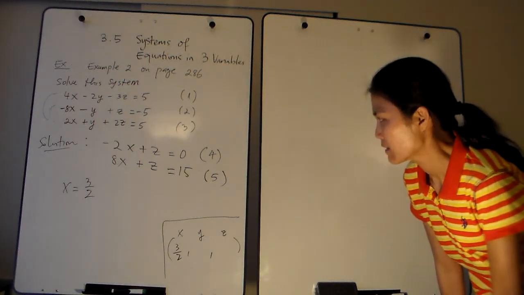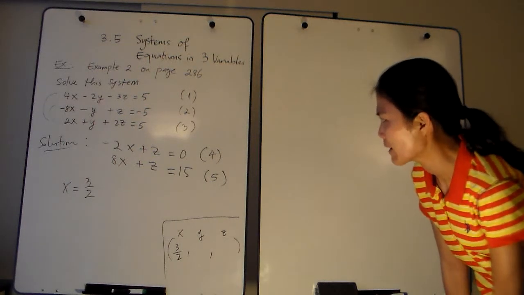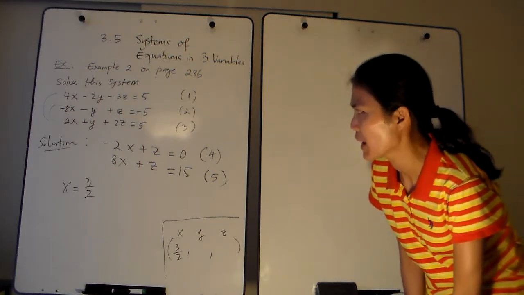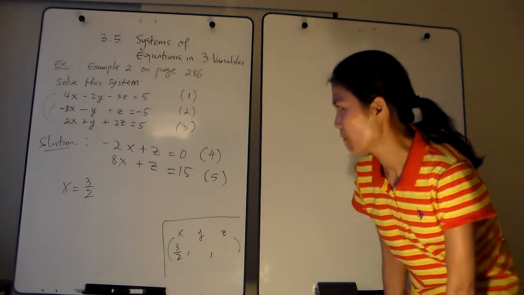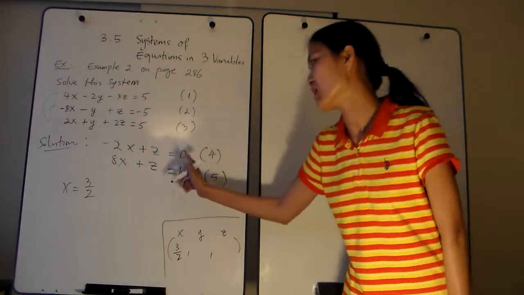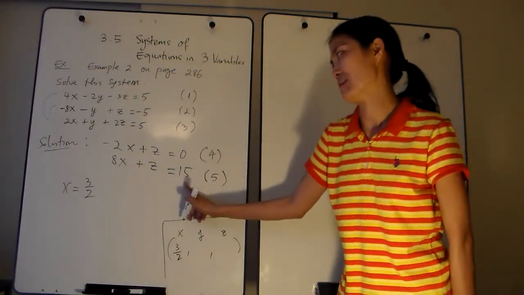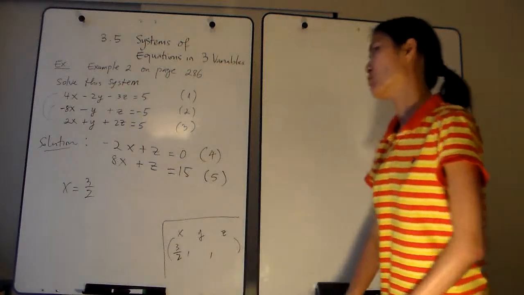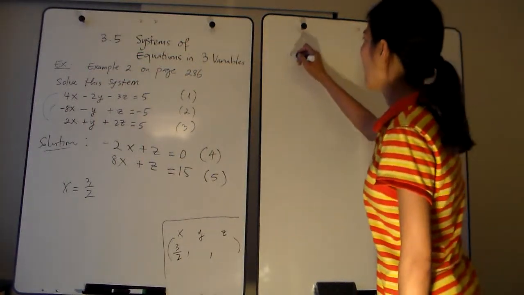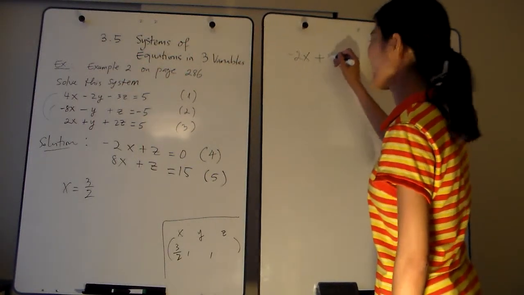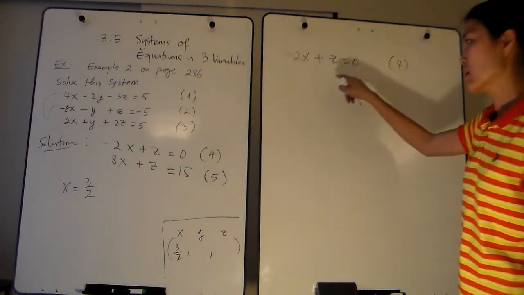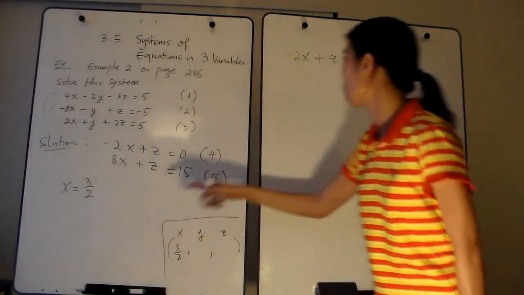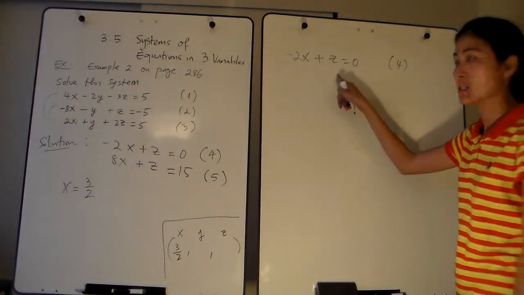So let's see, we can pick 4 or 5. Which one do you want to pick? I probably pick the first one, just because the numbers look easier. This is 0, this is 15, this is a, this is -2. So I'll pick equation 4: -2x plus z equal to 0. This is equation 4, okay? And I substitute x equal to 3/2 into here to solve for z.